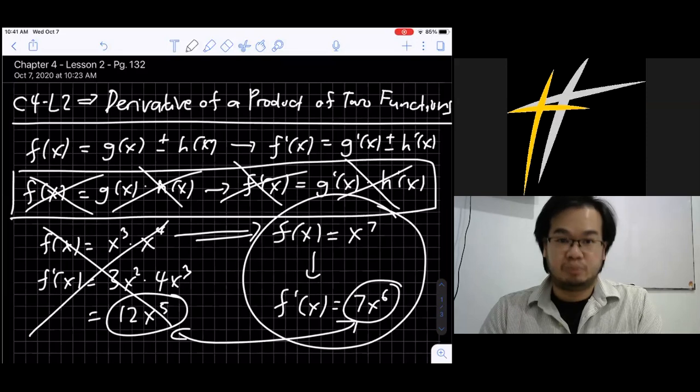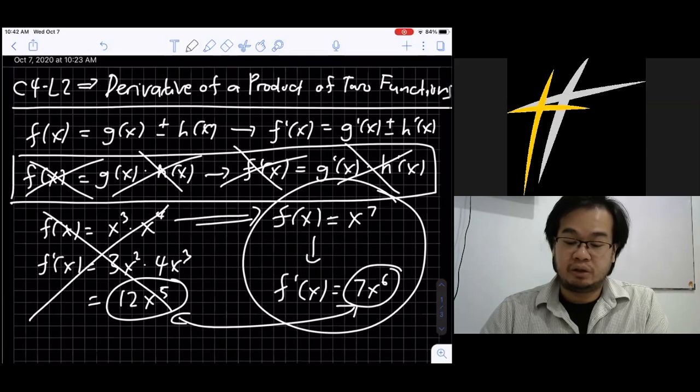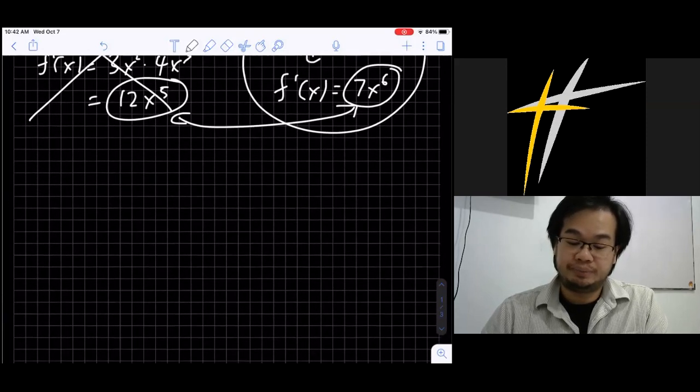So then what's the correct way? What's the correct formula? That's the objective of today's lesson. The objective is to find the formula for the derivative of a product of two functions.